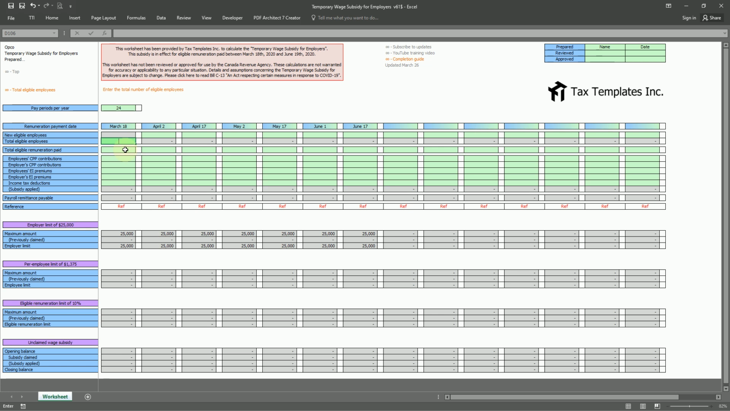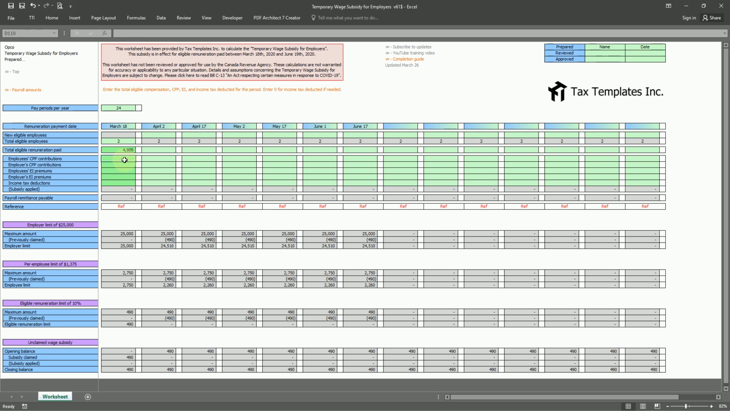We'll then move to enter the eligible remuneration paid during the period. Since the legislation uses the language paid during the eligible period, we interpret this to mean that the payment date must be between March 18th and June 19th for the wage subsidy to apply. Even if the eligible remuneration occurred before March 18th, if it was paid on or after March 18th, the remuneration will be eligible for the subsidy. In contrast, remuneration paid after June 19th will not be considered eligible remuneration, even if amounts were earned during the eligible period.